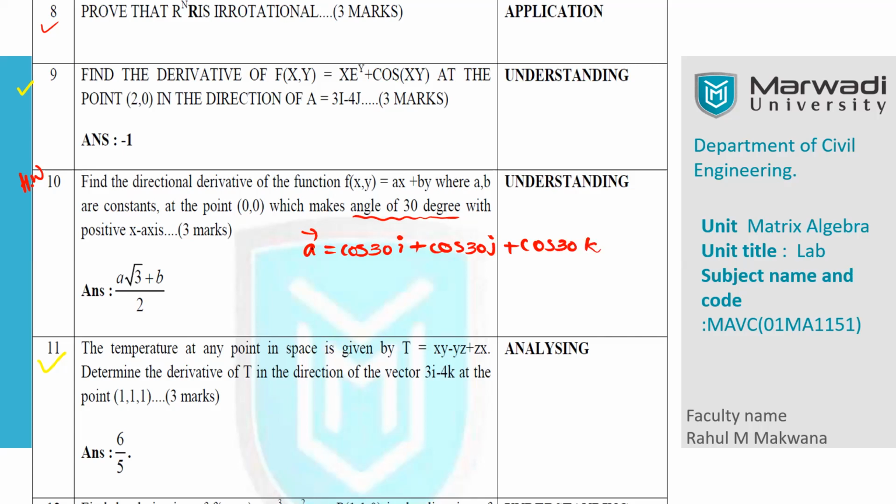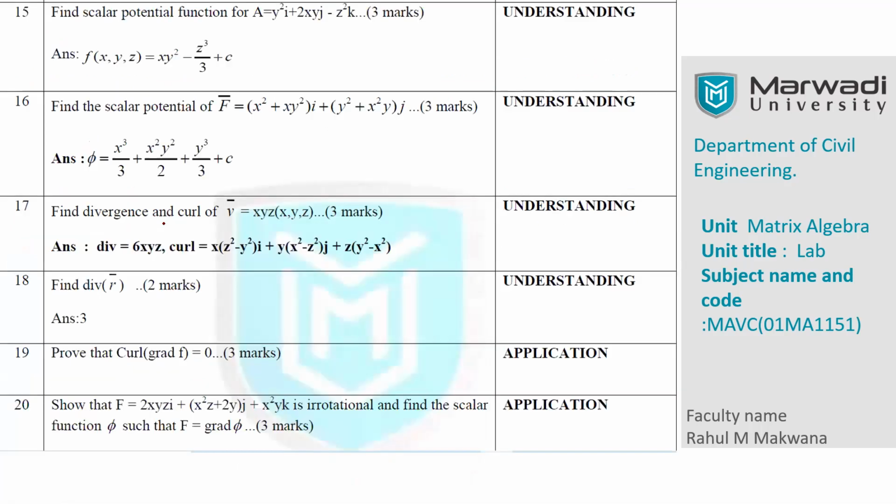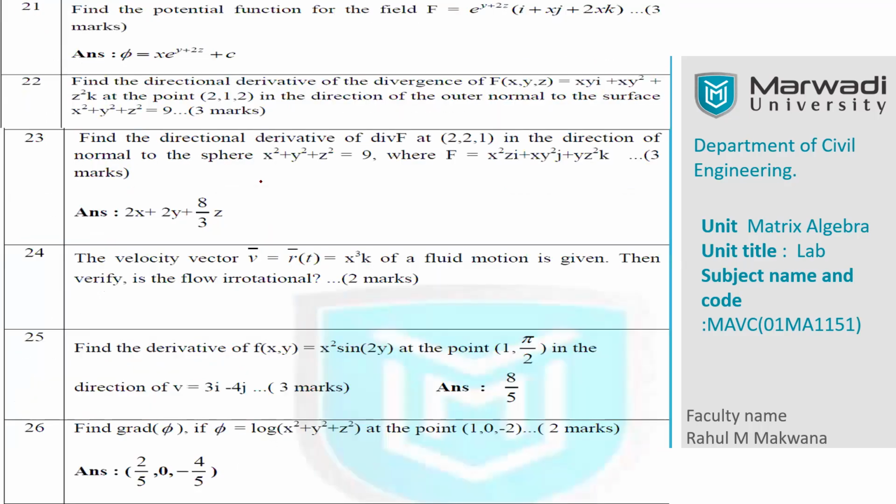Okay. So this is in homework. So 8, 9, 10 is in homework. 11, 12, 13, 14 done. And what is 24?